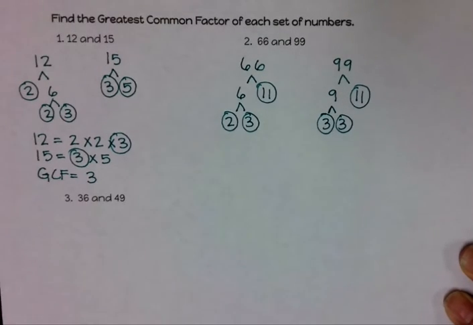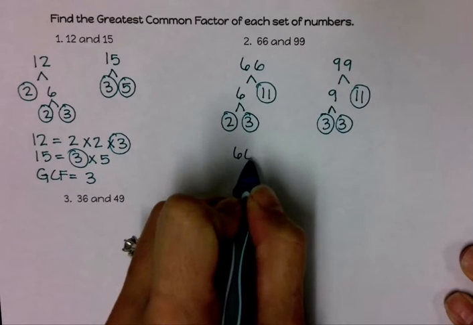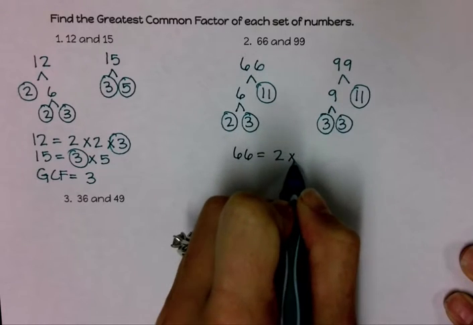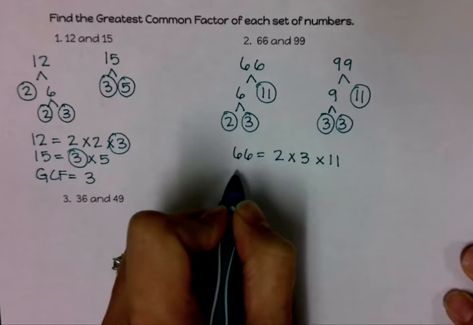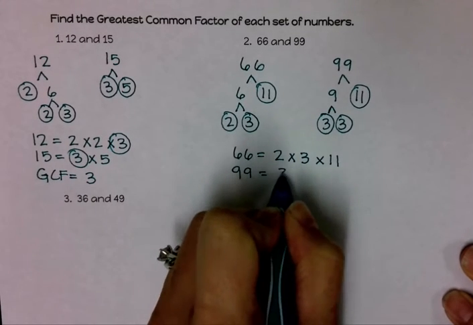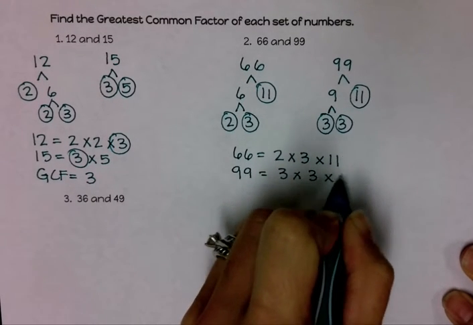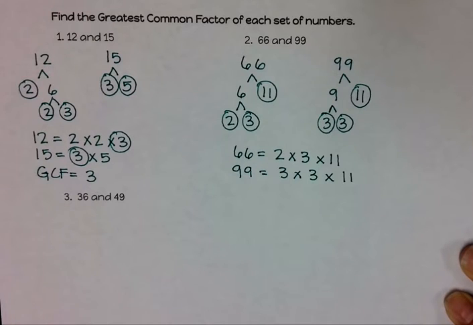Remember, after you create your factor trees, you're going to list those prime numbers in order from least to greatest. So for 66, I have 2 times 3 times 11. And for 99, I have 3 times 3 times 11. Now again, ask yourself, what is in common between 66 and 99?